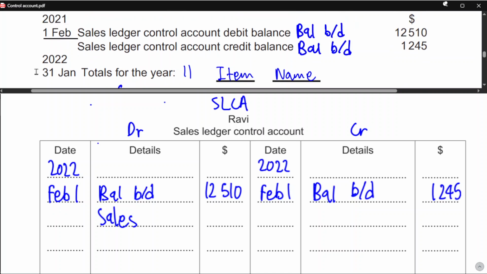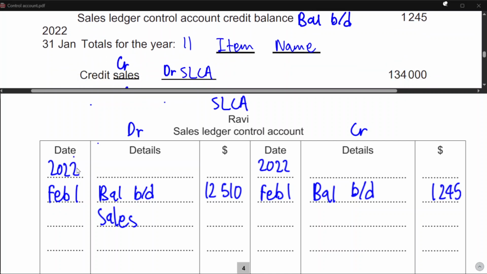Wait, let me see. Oops. This one is actually 2021. Okay. So this one, SLCA debit sales. Okay, 2022 Jan 1.